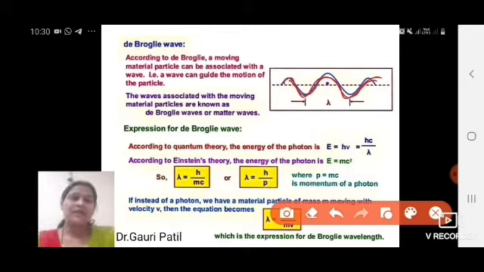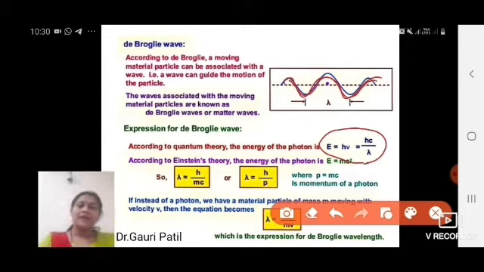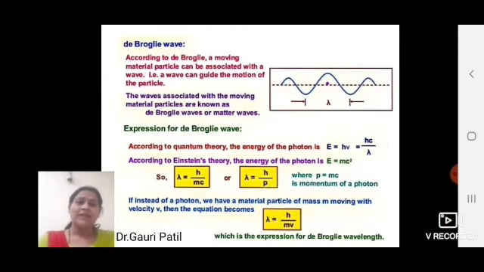E is equal to hν, which means hc upon λ, as we have discussed in the last slide. According to Einstein's theory, the energy of the photon is E is equal to mc². So we have λ is equal to h upon mc, or λ is equal to h upon p, where p is the momentum. As we know, p is equal to mc, which is the momentum of the photon.